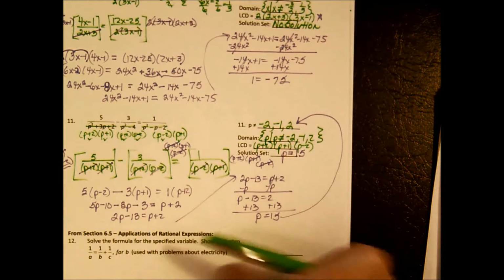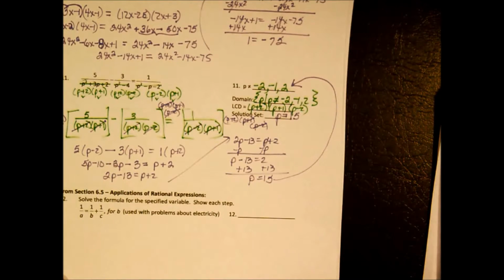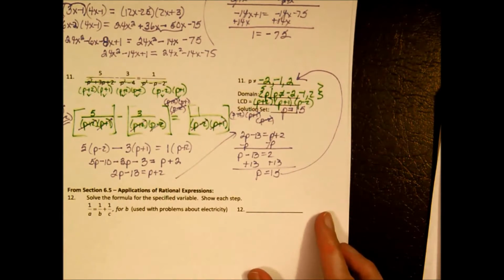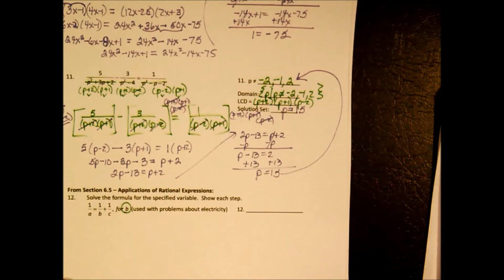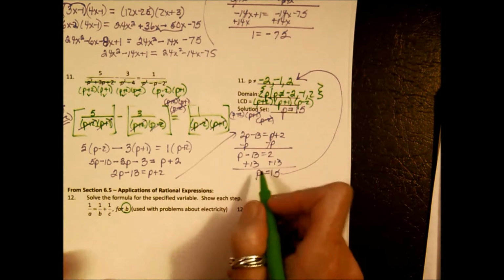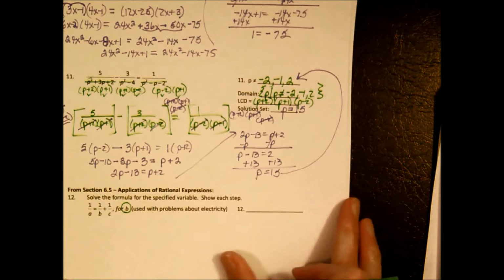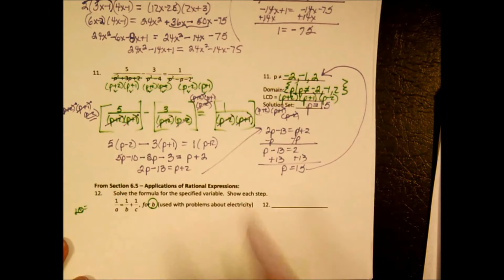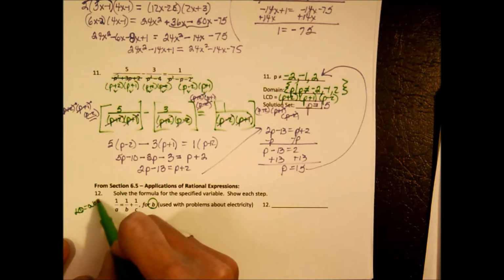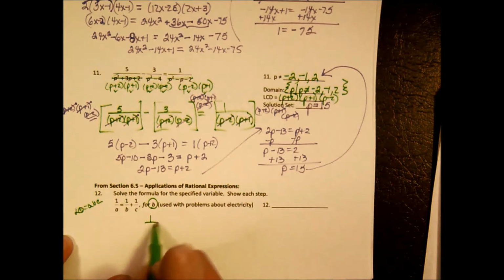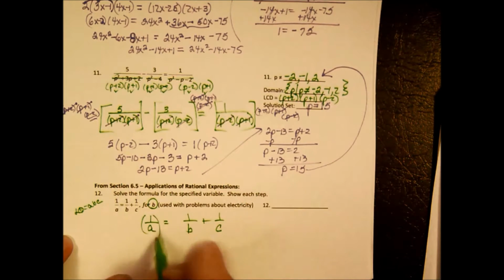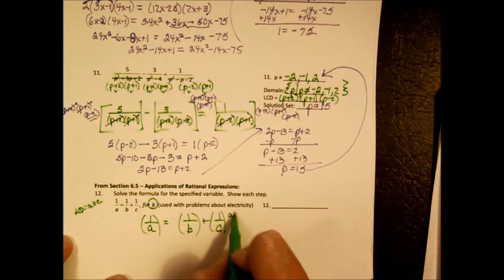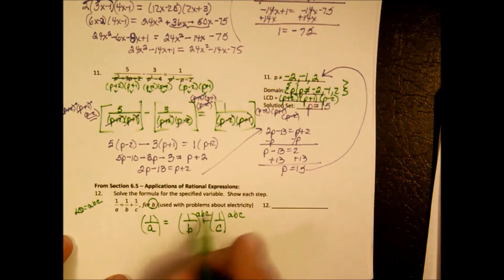Okay, number 12. This is a literal equation, meaning it's a bunch of letters we're going to rearrange. And it says solve this formula for b. Well, we still have to use the LCD. And the LCD here, I think I'll scoot this over so you can see it, represents each piece, so it's A, B, C. So I'm going to rewrite this so that I have a little bit more space. Put each one in parentheses, write the LCD beside it, and cross cancel.